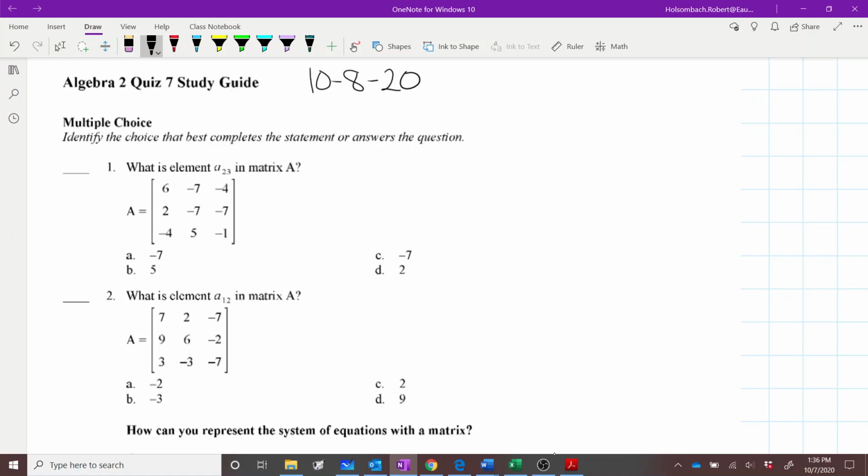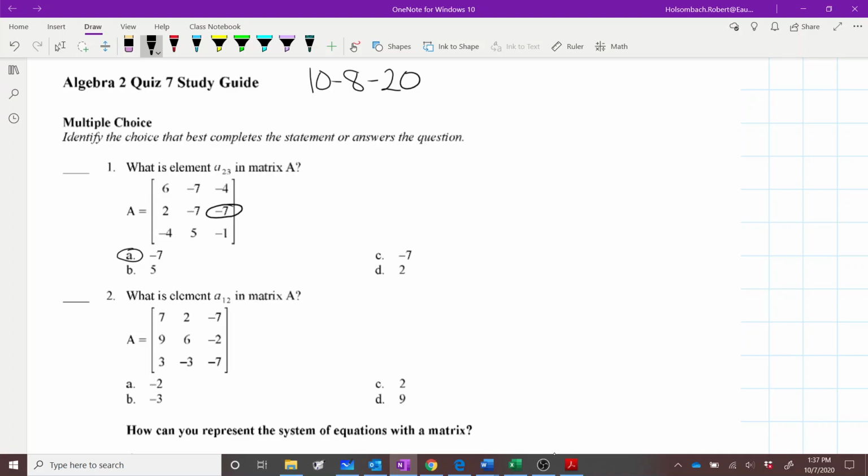What is element 2, 3? 2, 3, that's row 2, column 3. Row 2, column 3. That's a -7. So in this case, we've got two -7s here. Let's go with answer choice A in this case. Hopefully it won't happen on your quiz. If it does, just be sure that you email me or see me in class after the fact.